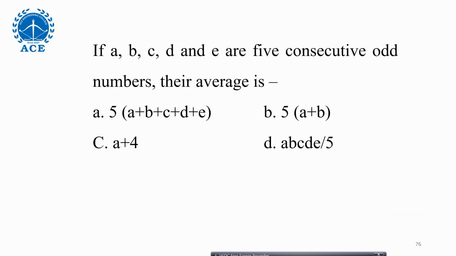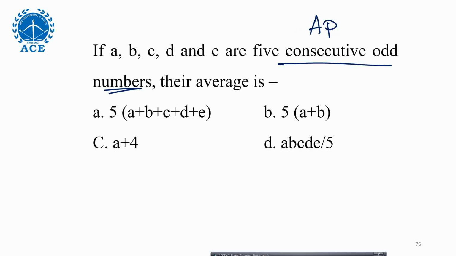Next one, there are 5 consecutive odd numbers. Their average is what? I think in yesterday's session, I mentioned, if terms are in AP, what is the average? If terms are in AP, average is the middle term. Among A, B, C, D, which is the middle term? Consecutive odd numbers, is it AP or not? Is it an arithmetic progression or not?